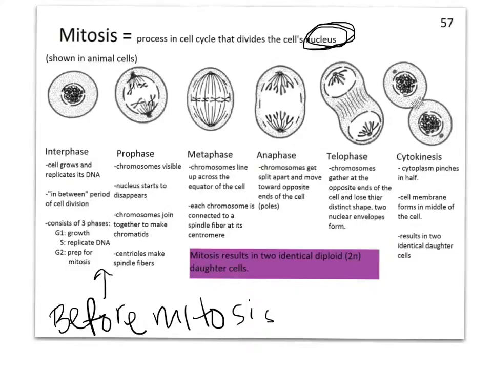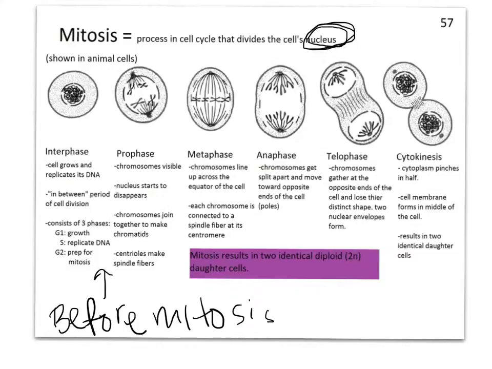So chromosomes are visible. Nucleus starts to disappear. Chromosomes join together to make chromatids. So chromatids are just 2 copies of the same chromosome connected to each other. Centrioles make spindle fibers. A centriole is an organelle in the animal cell that helps with cell division. Its job is to make these spindle fibers. They're kind of like ushers. They push and they pull the chromosomes and tell them where to go. And that leads into metaphase.